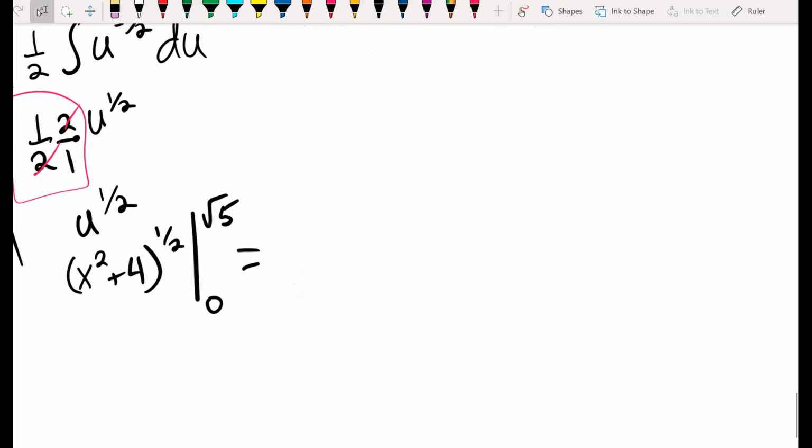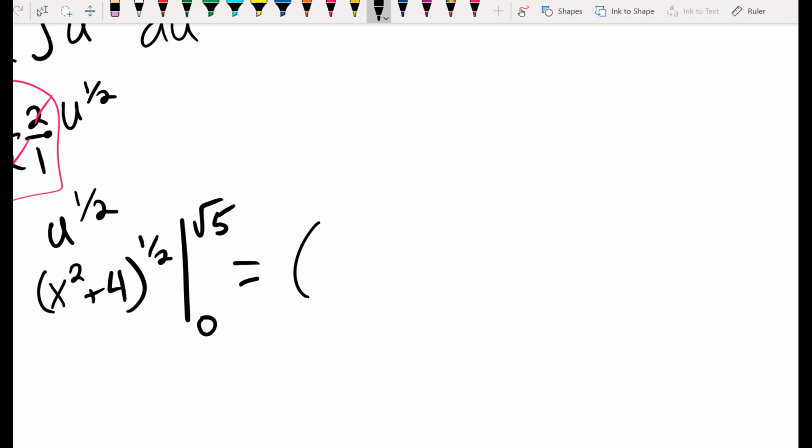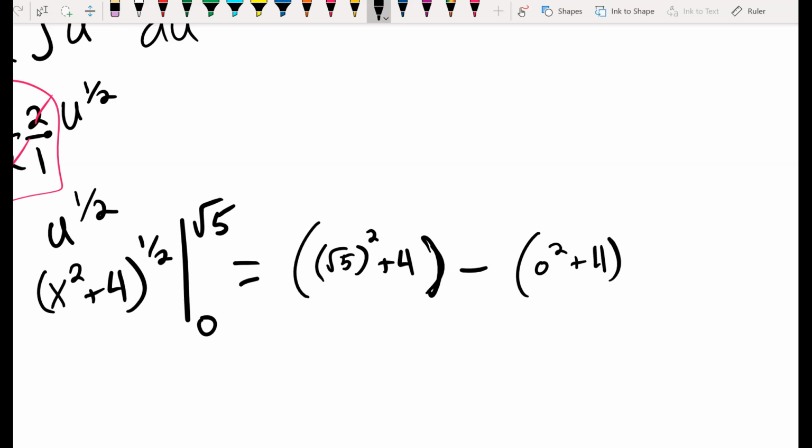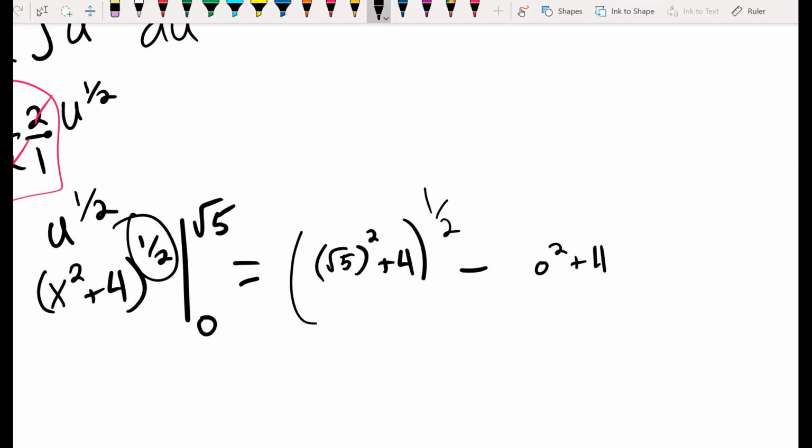Right? I'm going to keep writing over here. I know this is getting a little messy. It's going to be radical 5 squared plus 4 minus 0 squared plus 4. And now, this is a common mistake that I just made, that I'm sure some of you make from time to time. This is all to the 1/2 power. So this is to the 1/2 power right here, and this is to the 1/2 power.